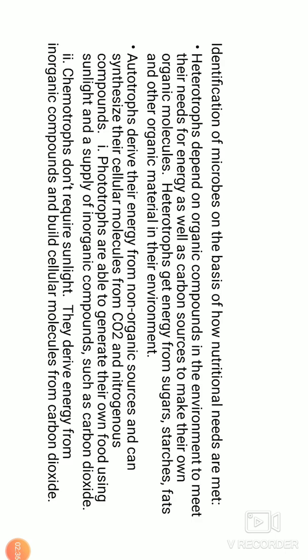So basically you can divide the whole group of organisms based on the way they synthesize their food in terms of autotrophs and heterotrophs. So autotrophs, you know that they derive energy from non-organic carbon sources, and they synthesize their cellular molecules from carbon dioxide and nitrogenous compounds. Is that much enough? And then in that also you have two groups. The one which generate their food using the sunlight are called phototrophs, and the one which require some inorganic compounds to build their cellular molecules, but there is no absolute requirement of sunlight, are called chemotrophs. And you have heterotrophs which require organic compound.